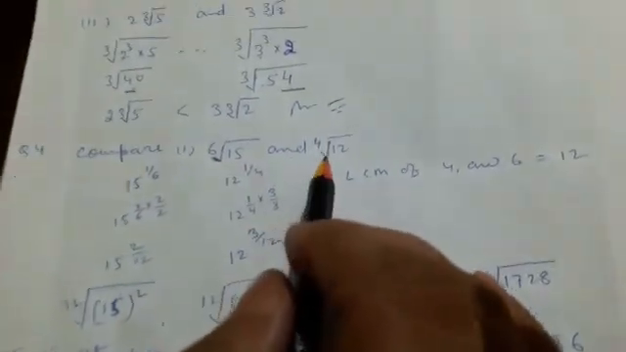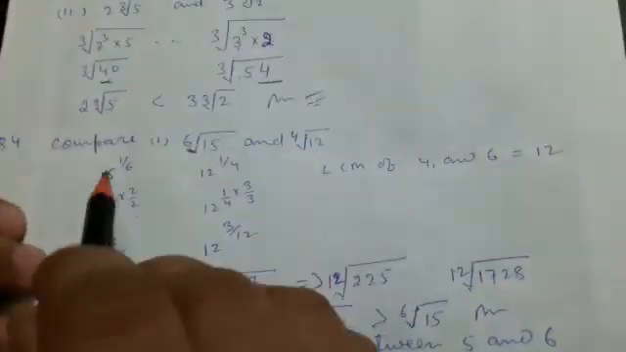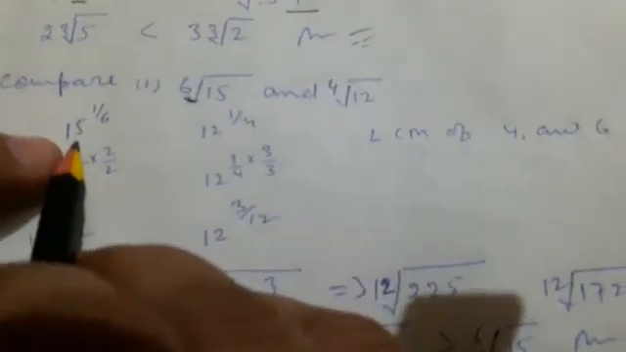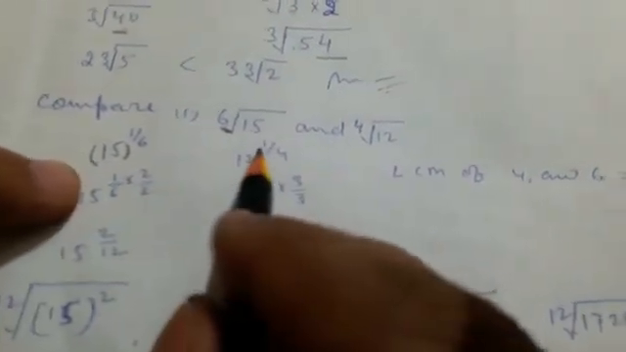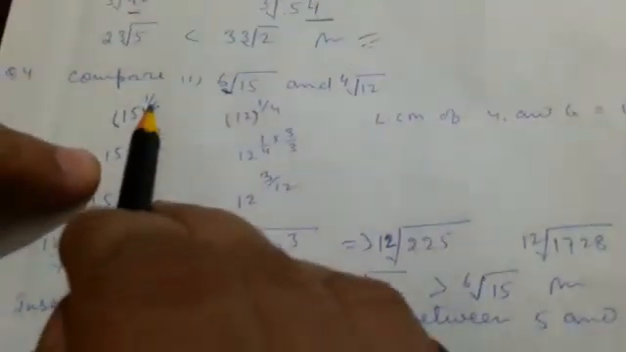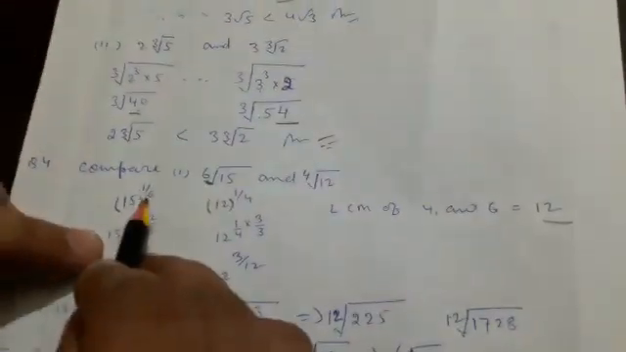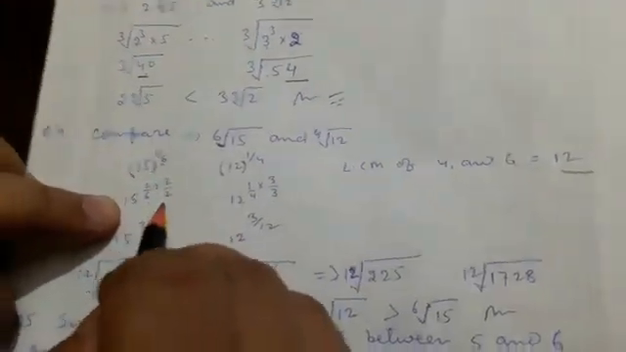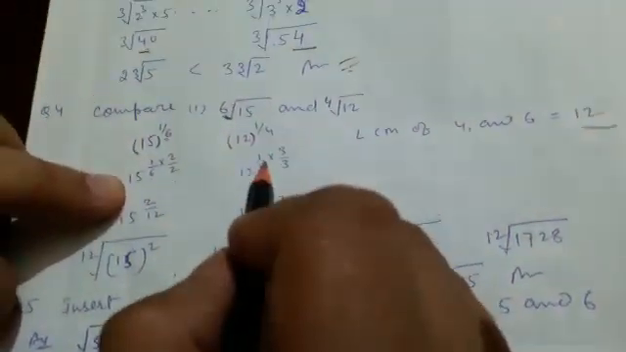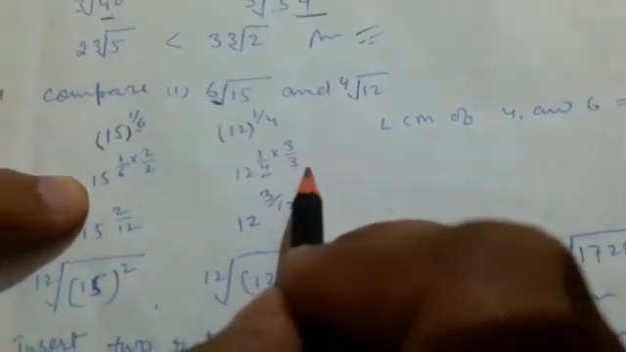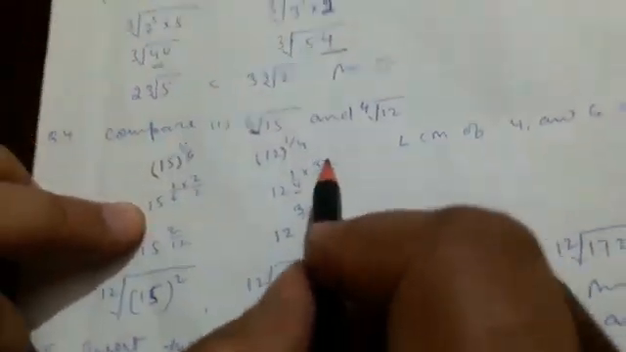Next part is compare the 6th root of 15 and the 4th root of 12. Which one is bigger? Dear students, first we'll write 15 power 1 by 6 in exponential form like this. Similarly 12 power 1 by 4. Now we will take the LCM of 6 and 4. It will be 12. So how will you make it 12? 1 by 6, by multiplying both sides by 2. Here also 1 by 4, how will we get 12? By multiplying both by 3. So we will multiply both sides by 3.